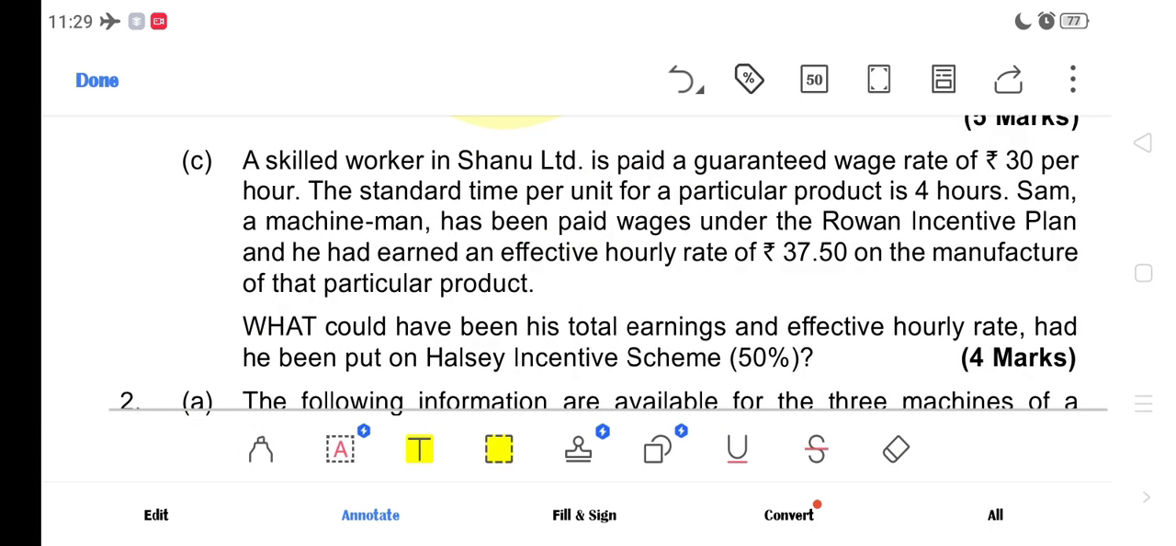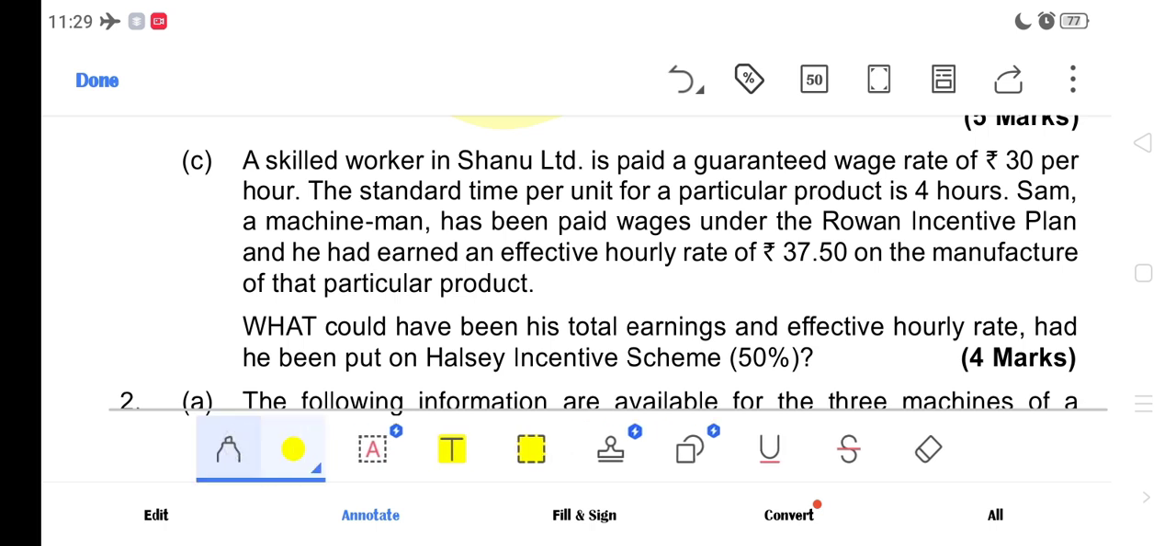Now let's see C part, that means C bit of question number 1, which is employee costing, which is labor costing. So a skilled worker in Shanu Limited is paid a guaranteed wage rate of 30 per hour. So this is a wage rate, guys, hourly basis 30 per hour. The standard time per unit for a particular product is 4 hours, which means time allowed for that particular product is 4 hours, guys.